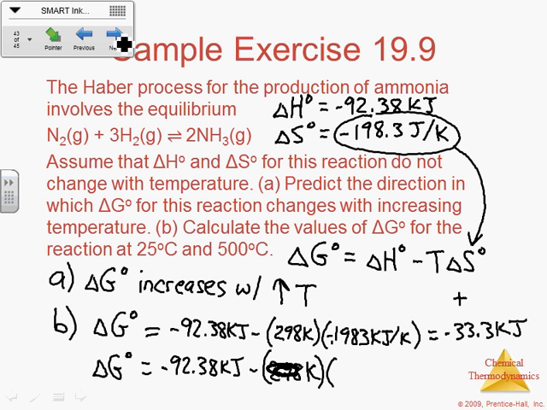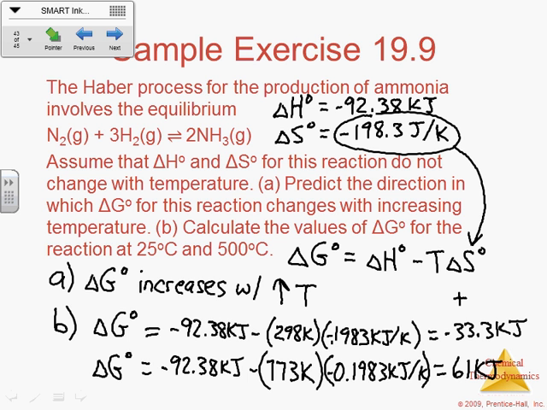Whoops. That's the one thing I was supposed to change. Here, let me erase it so that it looks a little bit neater. I don't have anywhere else to write it, so I have to erase it. 773 Kelvin times, this time I'll do it right, negative 0.1983. And that's going to equal 61 kilojoules. So then you can compare quantitatively, and you can say, all right, our prediction was correct. As the temperature increased, so did the delta G.